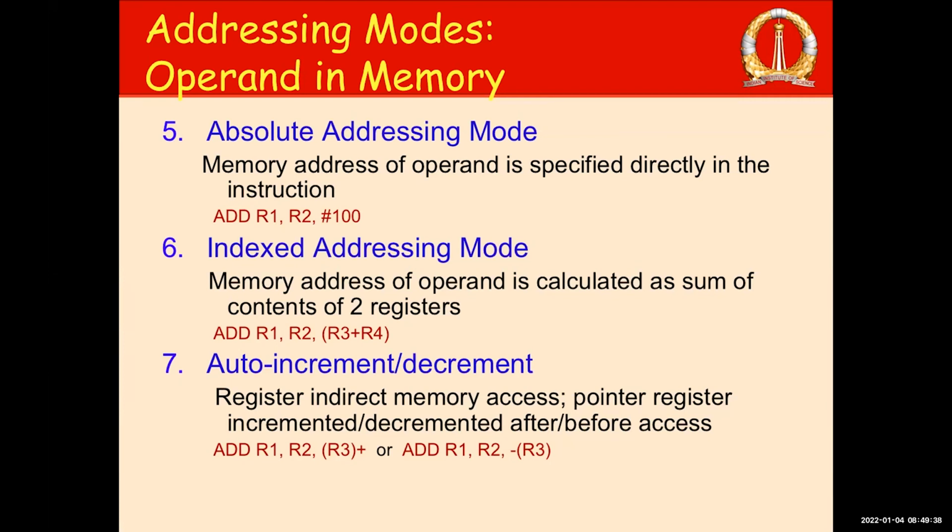There is also another addressing mode called the PC relative addressing mode, in which the operand is specified with an offset from the current program counter value. So, this is typically used for storing constants.